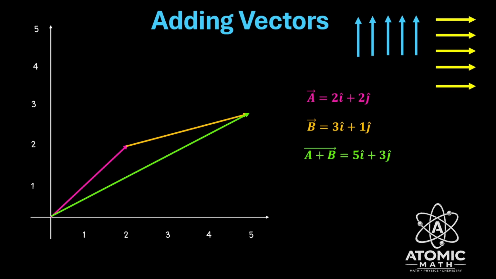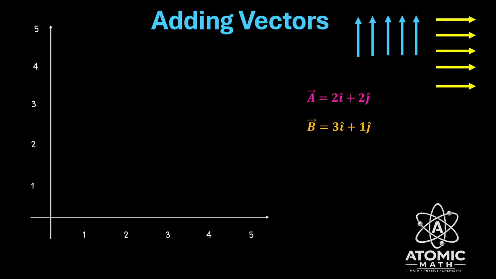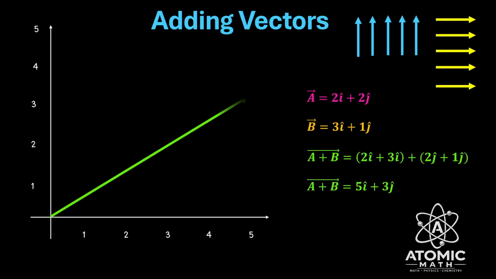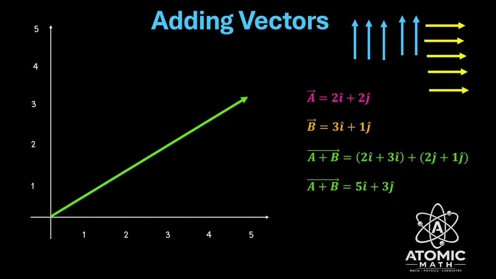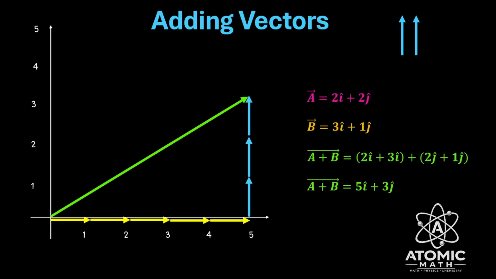Now let's look at how we would do it with components. You can see vector A, vector B. I have 2i and 3i. I'm going to add those two together. Then I'm going to add the 2j and 1j together. So you can see here 2i plus 3i and then 2j plus 1j. So it's going to give me 5i plus 3j. And so we get the same vector, 5i plus 3j. And we can move our unit vectors down to show that.